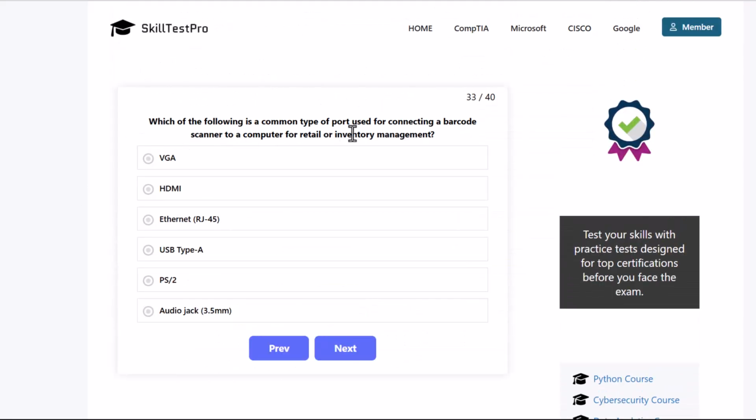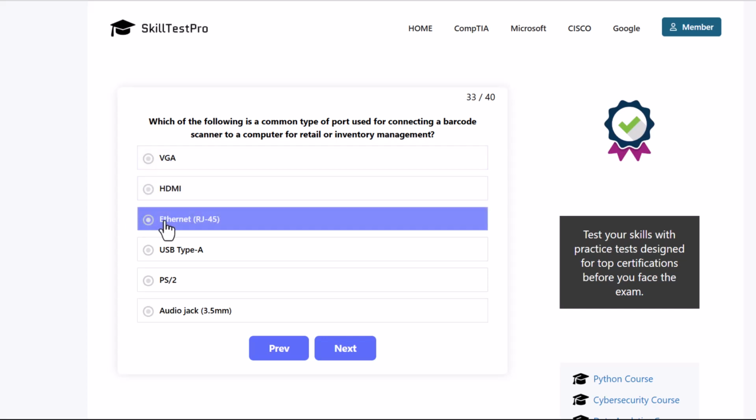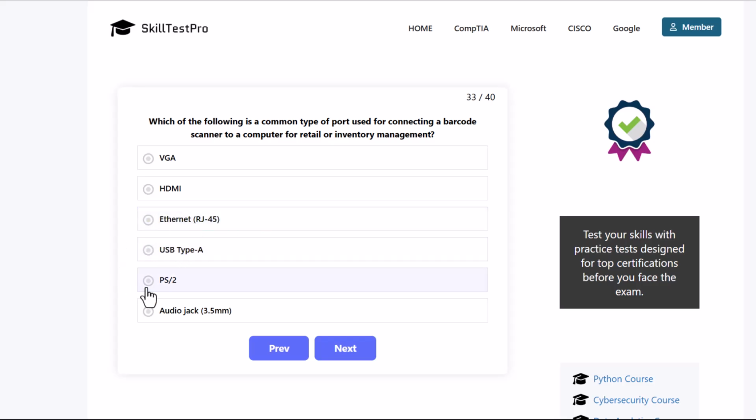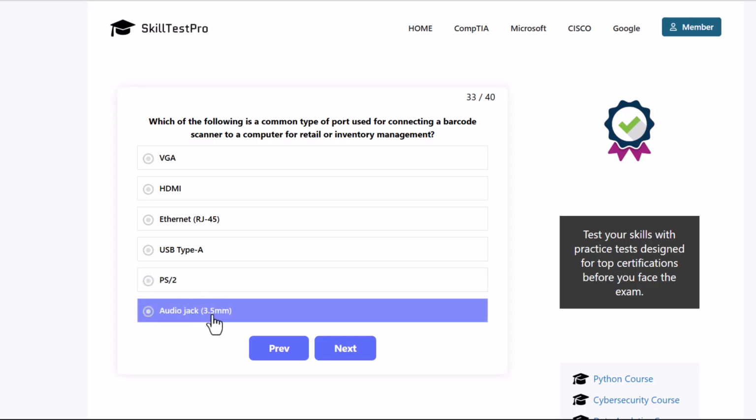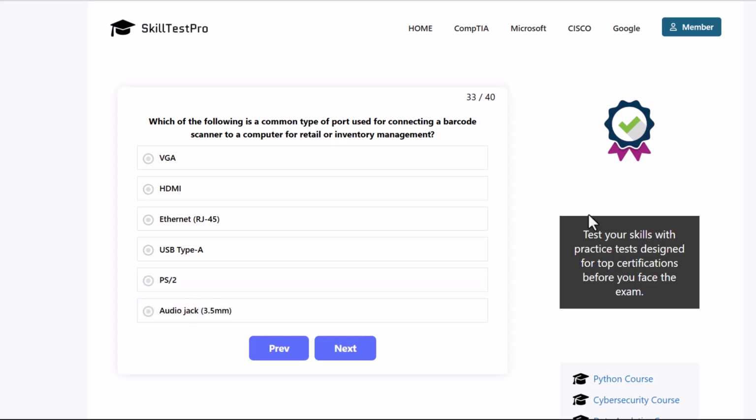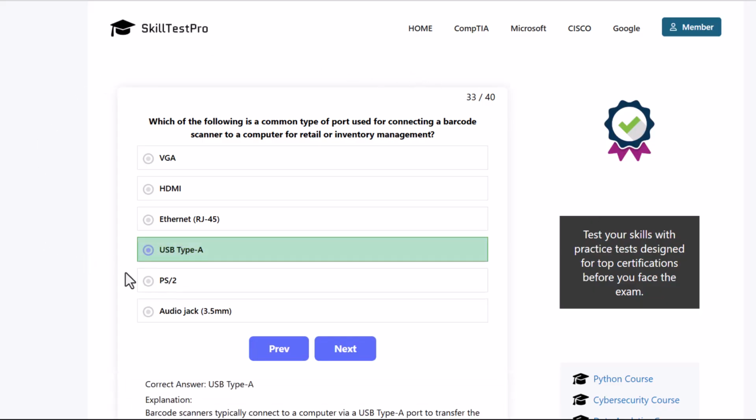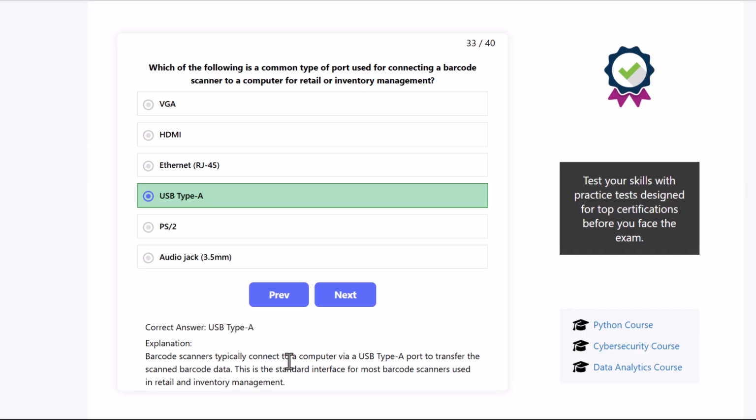Which of the following is a common type of port used for connecting a barcode scanner to a computer for retail or inventory management? VGA, HDMI, Ethernet RJ45, USB Type A, PS/2, or audio jack 3.5mm. The correct answer is USB Type A, as barcode scanners typically connect to a computer via a USB Type A port to transfer the scanned barcode data. This is the standard interface for most barcode scanners used in retail and inventory management.